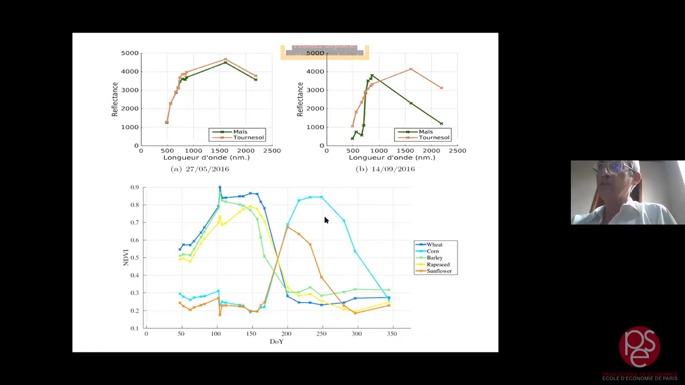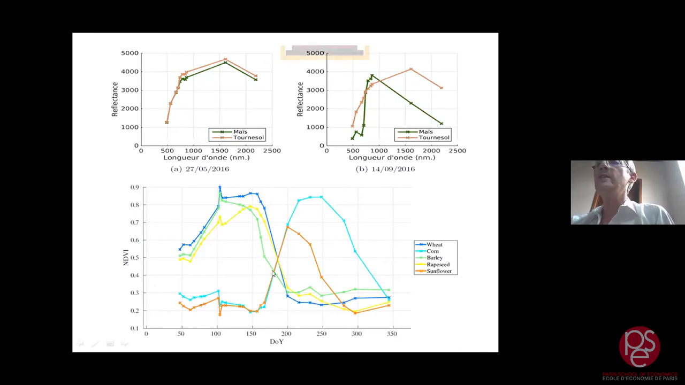And if I show different cultures, here I put five different cultures: wheat, corn, barley, rapeseed, and sunflower. So I have crops that don't have the same calendar. Here I have typical winter crops and here summer crops. I can see that, for instance, here sunflower and rapeseed have exactly the same behavior in terms of NDVI.